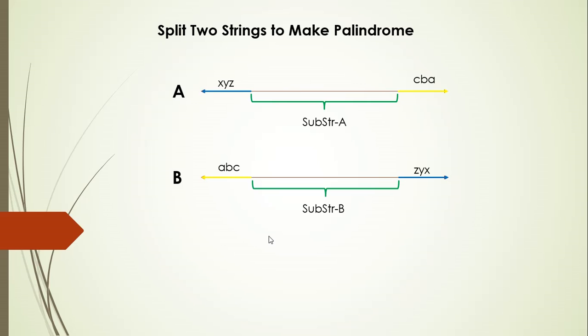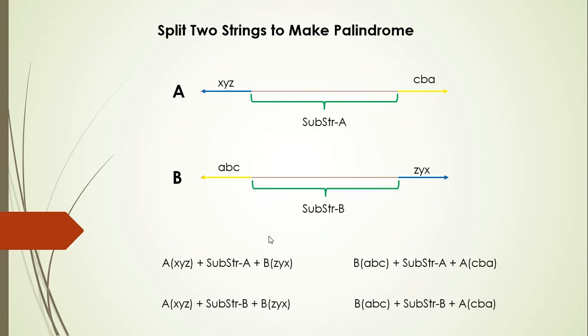So basically you will have four choices here. Prefix of a plus substring of a appended to suffix of b, that is one case. The second case is prefix of a appended to substring of b along with suffix of b. The other two options are prefix of b appended to substring of a and suffix of a, and the last one is prefix of b appended to substring of b along with suffix of a. So these are the four cases that we need to take care of.